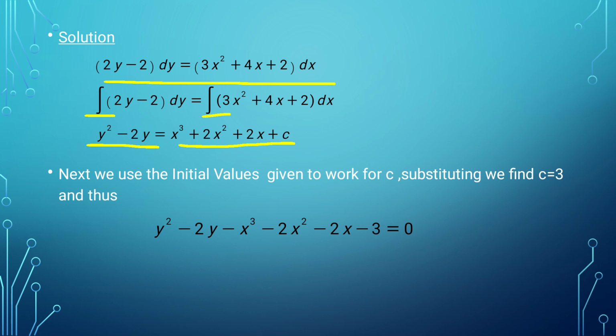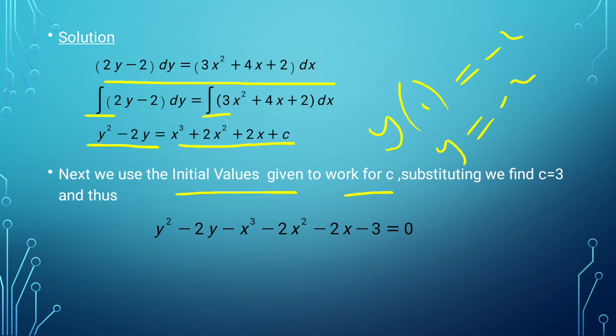Next, we use the initial values, because this is an IVP, an initial value problem. We use the initial values given to work out the value of the constant. Substituting, remember the values we had: x equal to 0 and y equal to -2. It means where we have y, we put -2, and where we have x, we put 0. If you put all these through in this, you'll find that c is equal to 3.